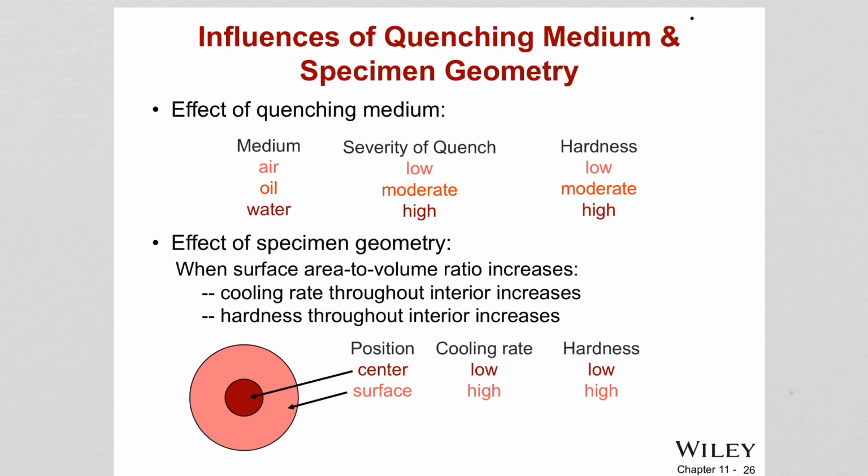If you think about it, the center regions will have low area to volume ratios, therefore a low cooling rate and low hardness compared to the surface. The surface exposed to the quenching medium has a high surface area to volume ratio. That will of course result in a high cooling rate and therefore high hardness values.